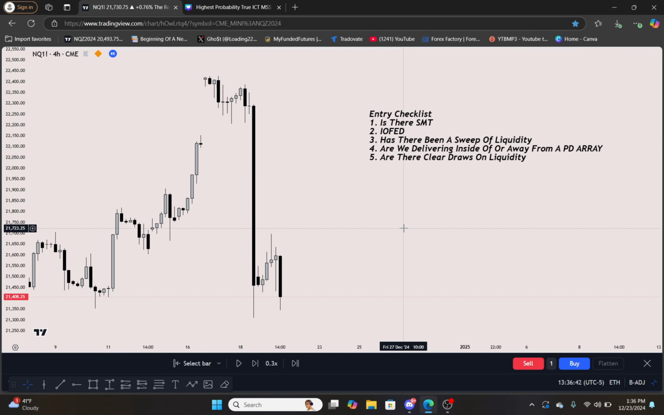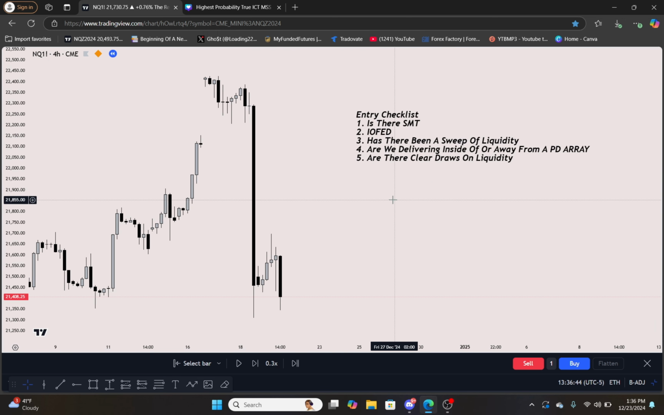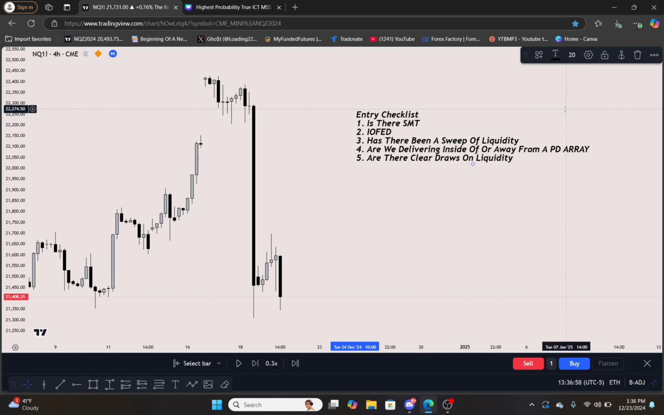Okay, so for our entry checklist, we want to understand: is there SMT? Is there institutional order flow entry drill? Has there been a sweep of liquidity? Are we delivering inside of or away from a PD array? And are there clear draws on liquidity?